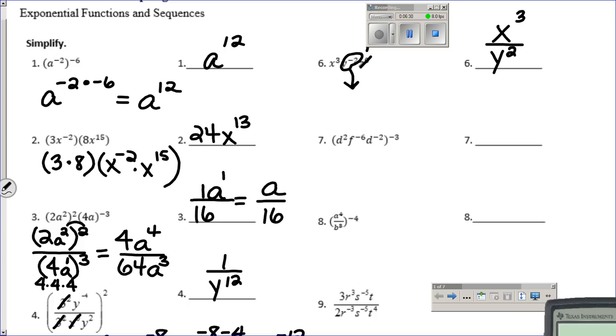Okay, in number 7, there's a couple different orders you could go in. I do notice inside the parentheses that I have 2 bases that are the same. So we could go ahead and multiply the d squared times the d to the negative 2. And when you add 2 plus negative 2, that's actually d to the 0, which equals 1. So these two actually end up canceling out, leaving us with just the f to the negative 6th raised to the negative 3. And when you multiply negative 3 times negative 6, this simplifies to f to the 18th power. No need to move since our exponent became positive.